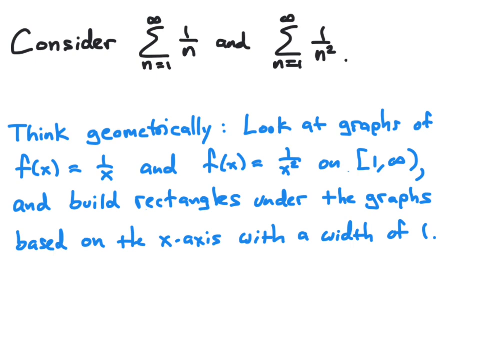Let's build rectangles under the graphs of these two functions along the interval from 1 to infinity, with the rectangles based on the x-axis and having a width of 1. We're going to start building these rectangles at x equal 1 and moving to the right indefinitely. We're then going to look for a connection between the area of these rectangles and the sum of our series.